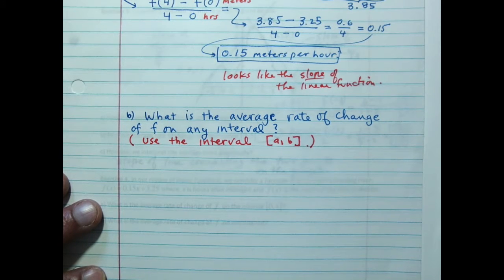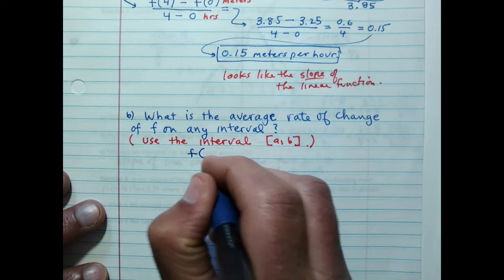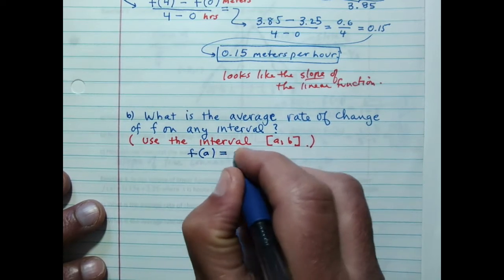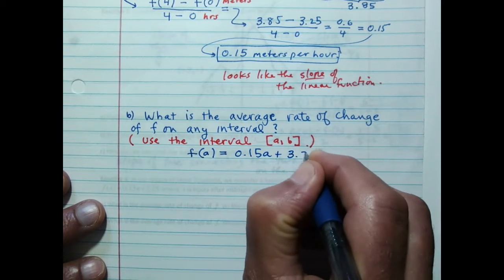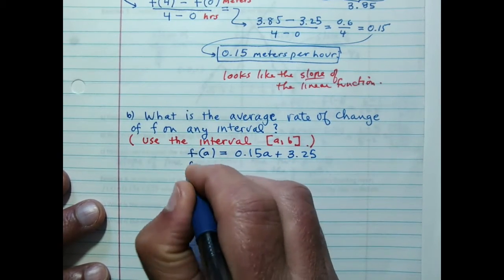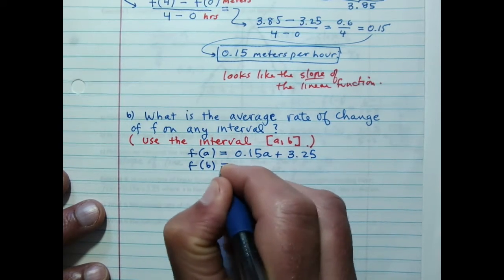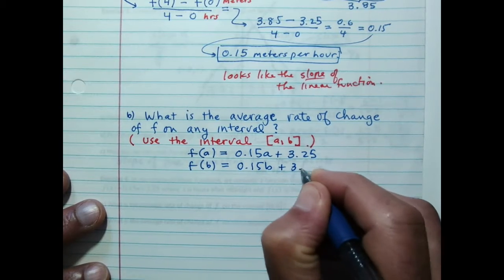So we're not going to use actual numbers. We're just going to work with a and b. F of a would be equal to 0.15a plus 3.25. That's all we can say because we don't have a number for a. F of b is going to be 0.15b plus 3.25.